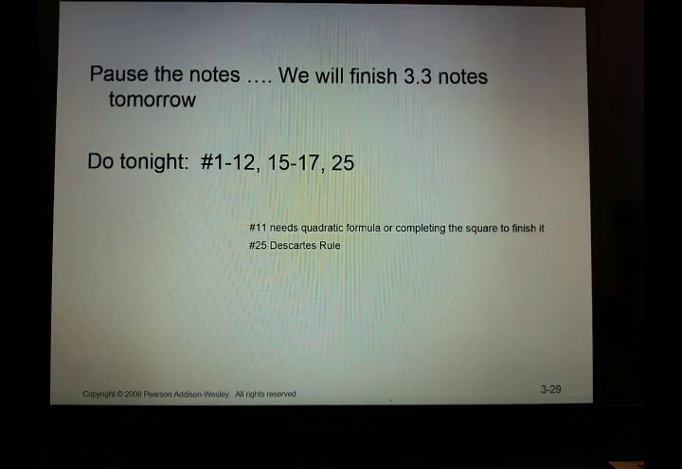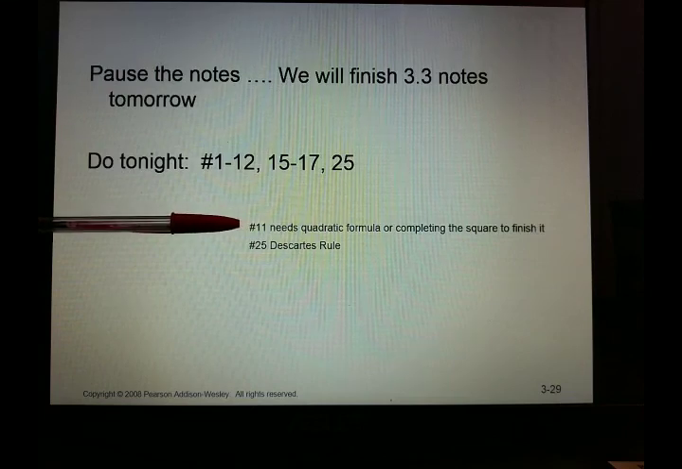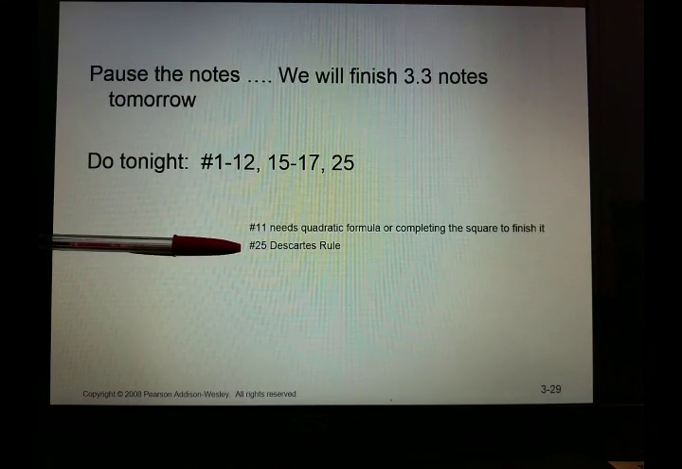At this point, we pause the notes. This will finish up our 3.3 Part 1. So for tonight's homework, please do these problems right here that are listed. I've given you a hint on number 11 that you'll need to use quadratic formula or complete the square to finish it. Number 25 was the only Descartes problem.